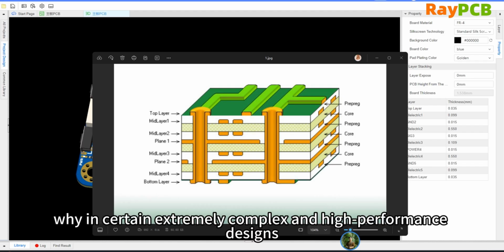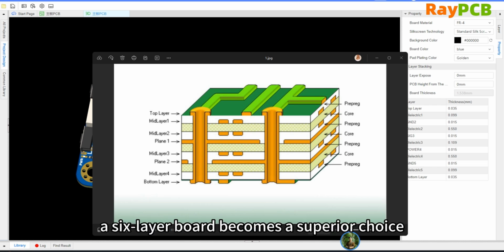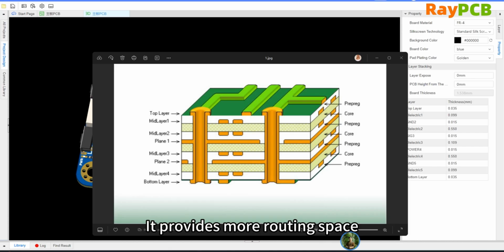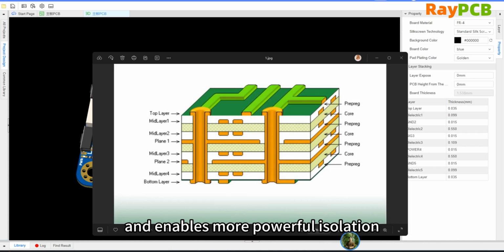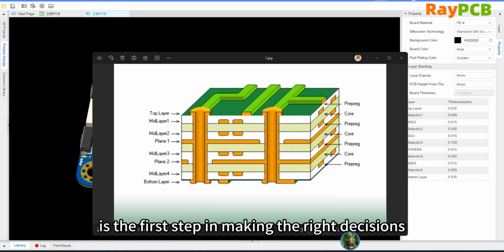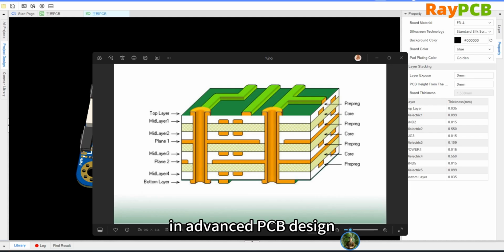Today we explored why, in some extremely complex and high-performance designs, a 6-layer board becomes a superior choice. It offers greater routing space, enhanced signal integrity and power integrity, and enables stronger isolation. Understanding these advantages is the reason we can make the right decisions in advanced PCB design.